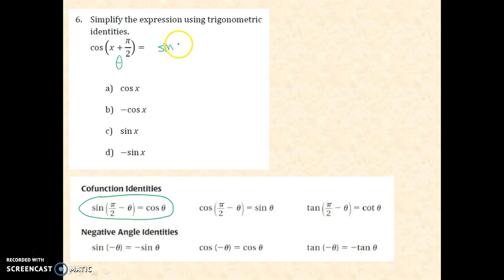So this equals sine of pi over 2 minus theta. Right? Because cosine theta is equal to sine of pi over 2 minus theta. So cosine of this theta is equal to sine of pi over 2 minus this theta, which is x plus pi over 2.